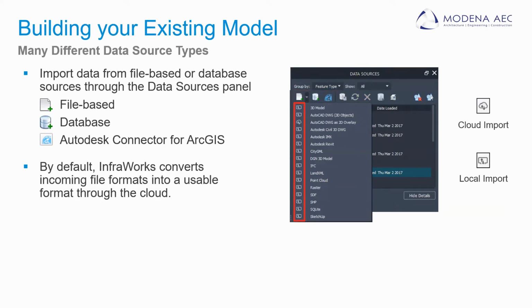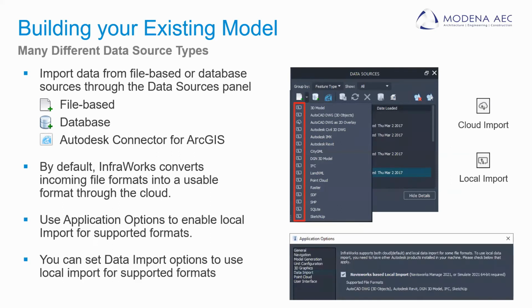So when looking at importing file formats, you'll see the highlighted icons. The rectangle means that the file is processed locally on your machine before being imported into Infraworks. And when you see a cloud, that means it's using cloud processing before bringing it into your Infraworks models.